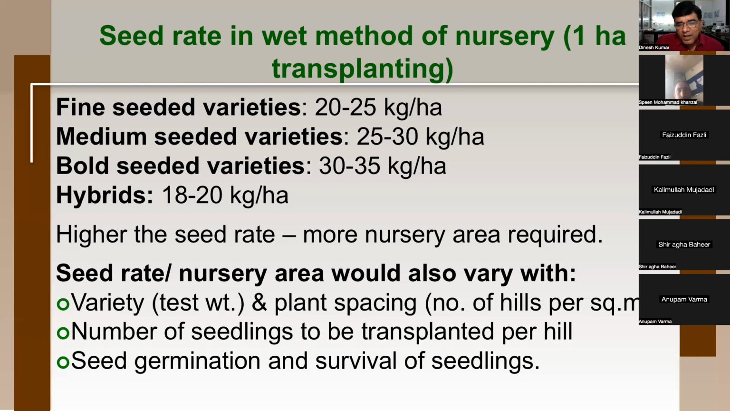Okay. So now I have a question. In this case, as I told you, survival of seedlings is not 100%. Some of the seedlings, when you grow them in the nursery, may die. So here my question is, what could be the reason why the seedlings of rice die in nursery?